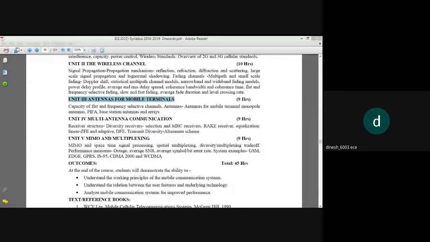Then we'll be seeing the antennas and the different types of antennas, the configuration of antenna, how they are being used in base stations and in mobile switching centers. And we'll be seeing a specific PIFA, planar inverted F antenna, as a specific case used in mobile communication. Okay, so let us start today's first topic, which is capacity of flat fading.